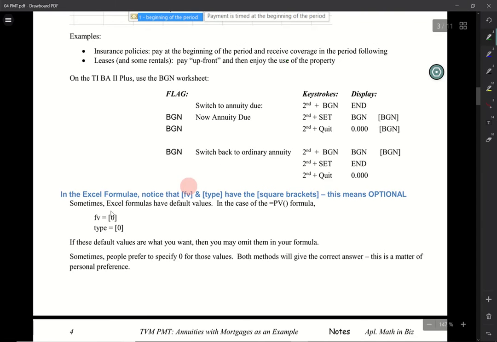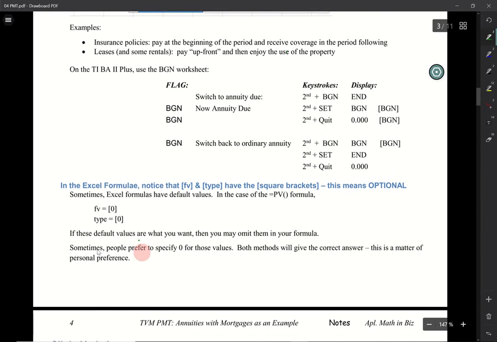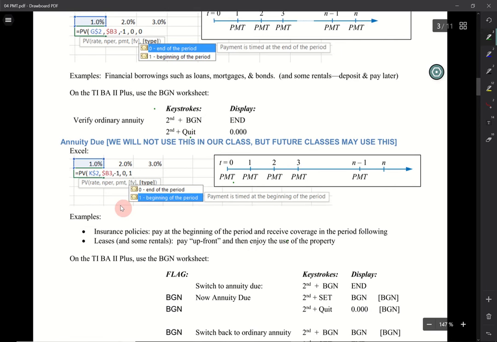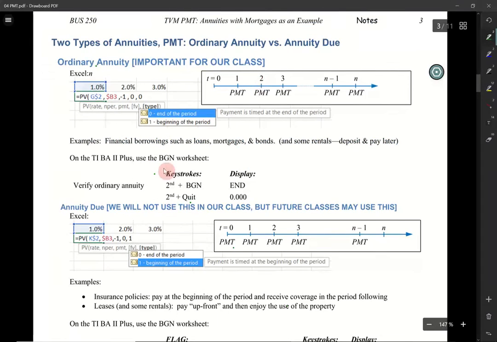And so here's just a note of that in Excel. Sometimes people will explicitly put a 0 there because they want to be clear that they're doing an ordinary annuity. And obviously that's not wrong. You just have to put that in. If you leave it out, the default is 0, ordinary annuity in Excel. Okay.